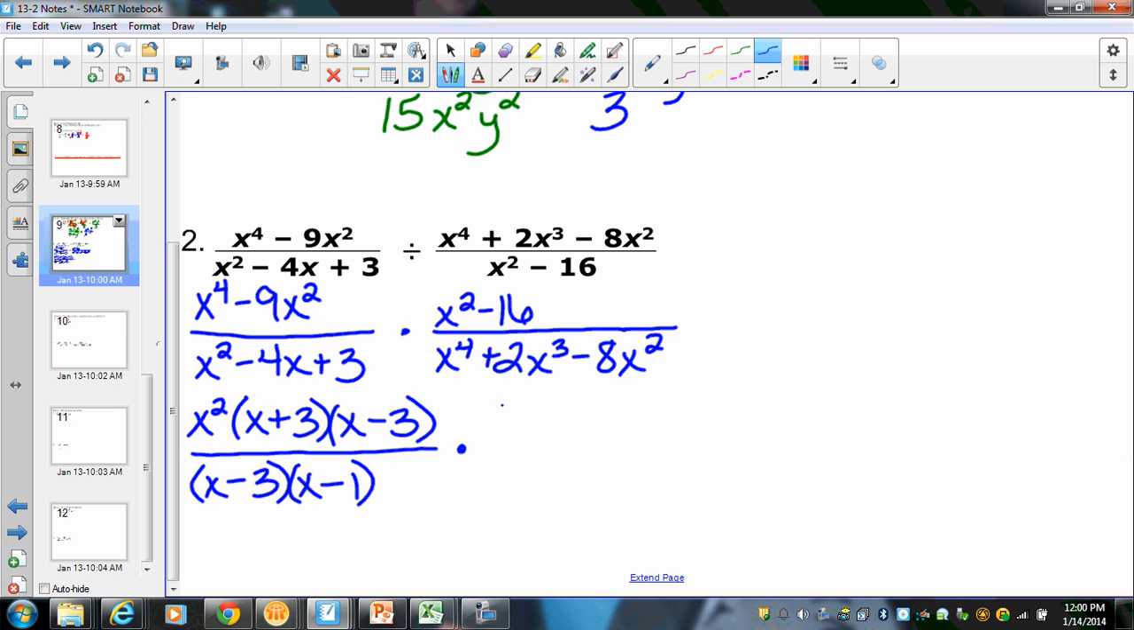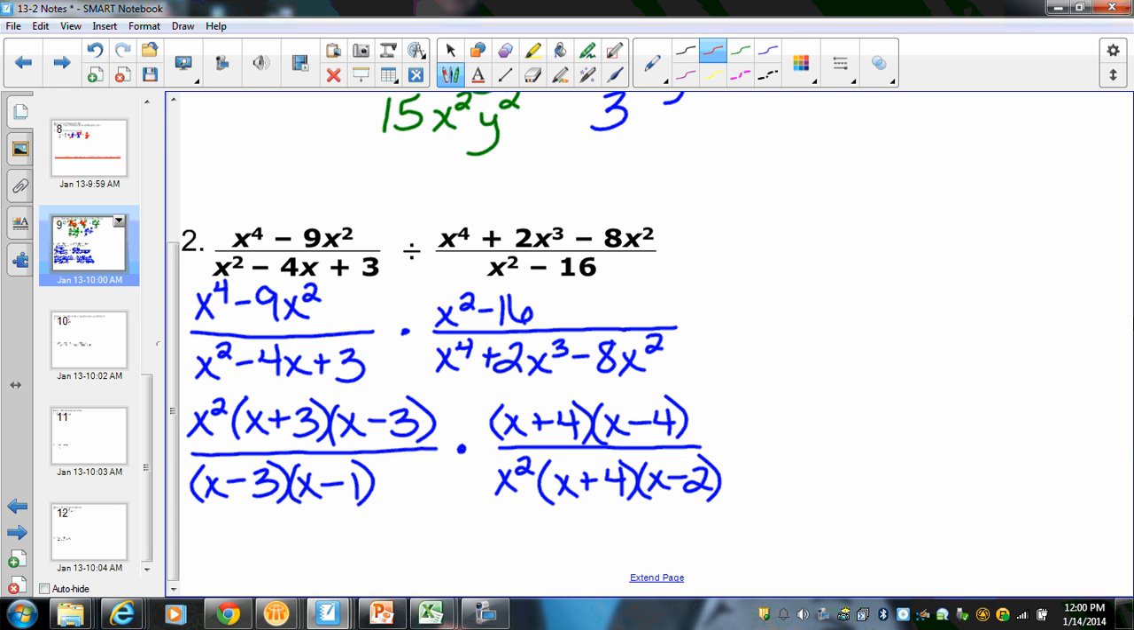X squared minus 16 factors to x plus 4 times x minus 4. X to the 4th plus 2x cubed minus 8x squared has a greatest common factor of x squared. And then what's left factors to x plus 4 times x minus 2. Common factors: x squared, x minus 3, x plus 4. So that leaves me with x plus 3 times x minus 4 all over x minus 1 times x minus 2.